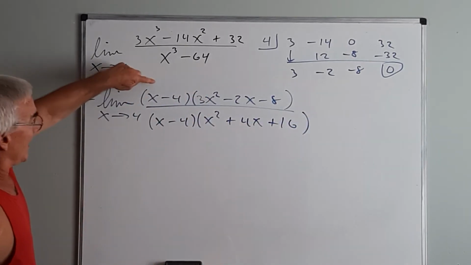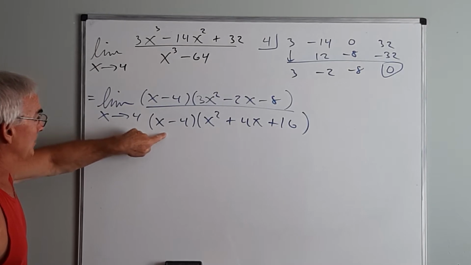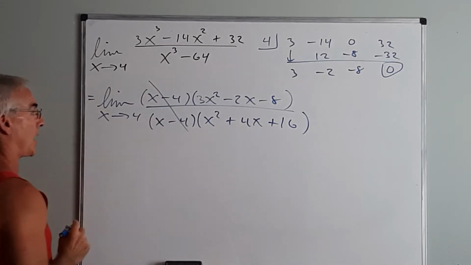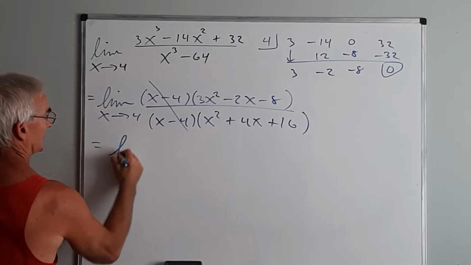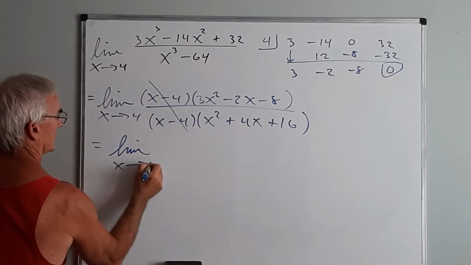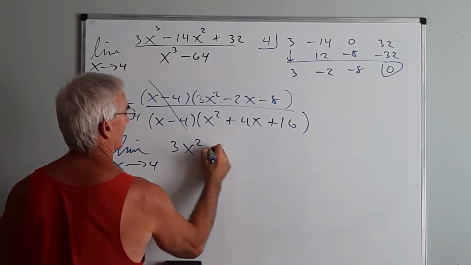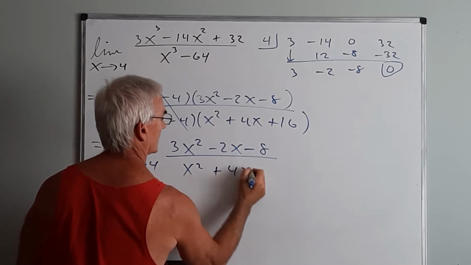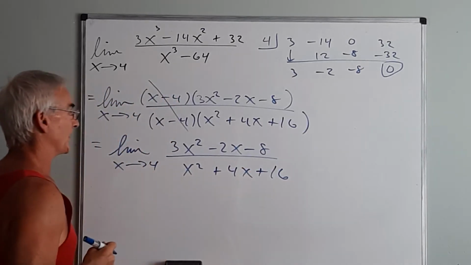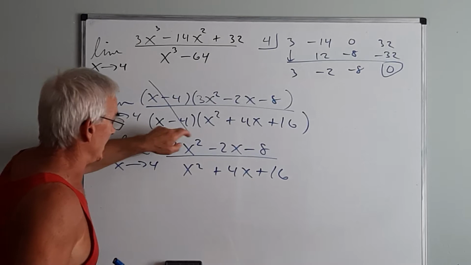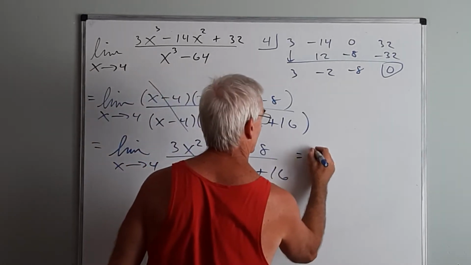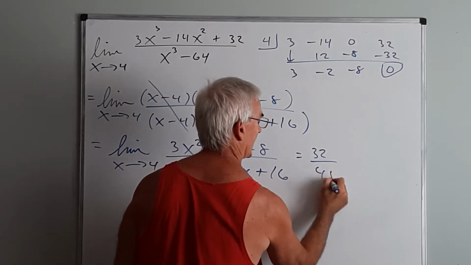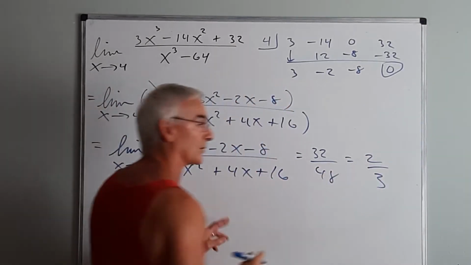Now at this point, I have factored successfully, and my problem child, the x minus 4, I can now cancel and remove it from the problem, thus making it a removable discontinuity. So now if I evaluate the numerator at 4, I'd get 48 minus 8, which is 32. The denominator, 16 plus 16 plus 16, which is 48, or simply 2/3.